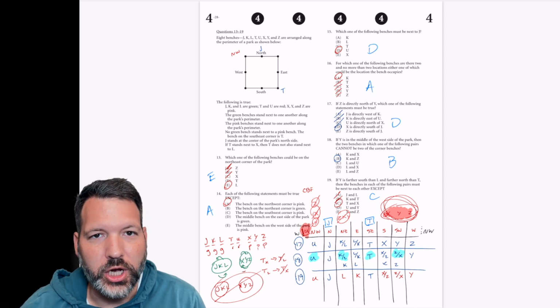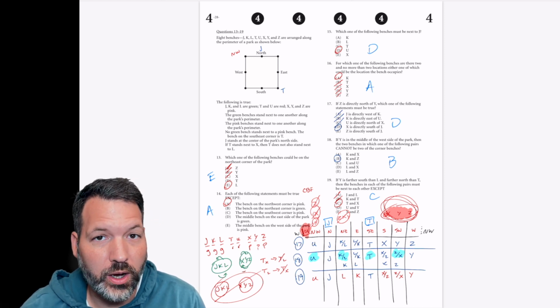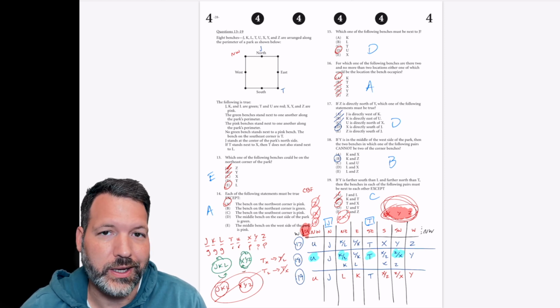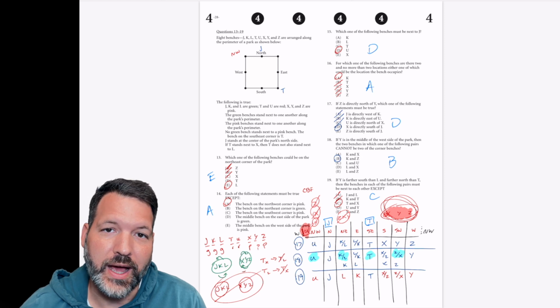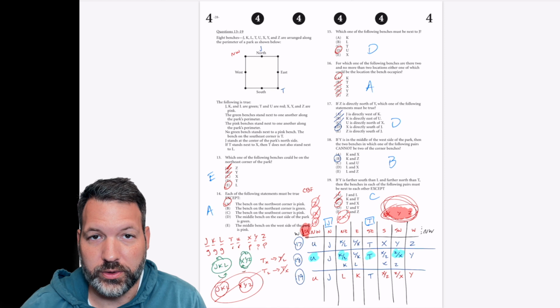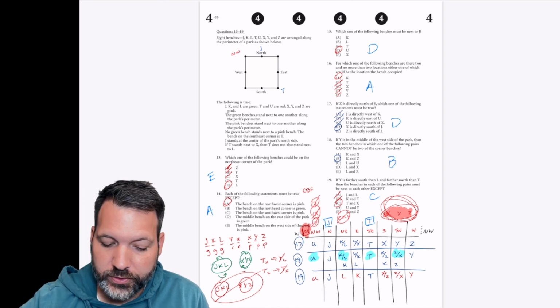But as long as we're jotting down those things we figure out as we go, you can't go wrong for missing deductions. It might take you a little bit longer to get the questions done, but you're not going to get questions wrong. Deductions are natural consequences of the rules, so as long as you're following the rules, you're going to get those questions right. I hope that's been helpful to you.